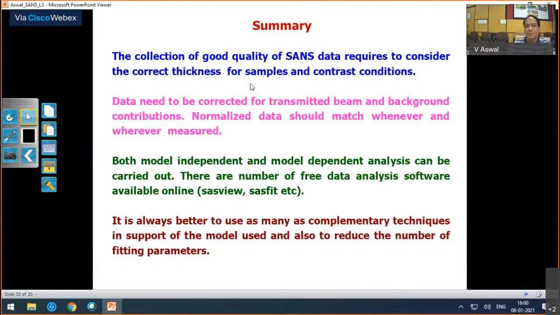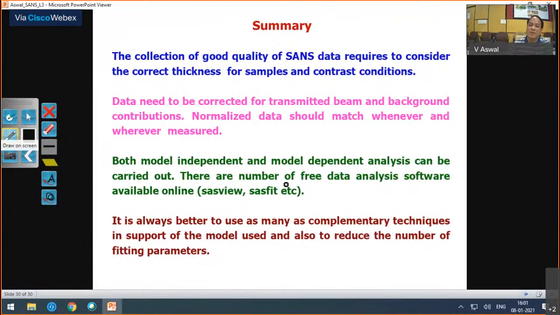And once you have got the correct data, then you should make sure that you are correcting for the transmitted beam and background contributions. If you don't do this, then again your analysis will not be correct. And then you should also normalize your corrected data to the proper units. And as far as analysis is concerned, you can do both model independent and model dependent analysis. And please note that there are a number of free data analysis software available online.